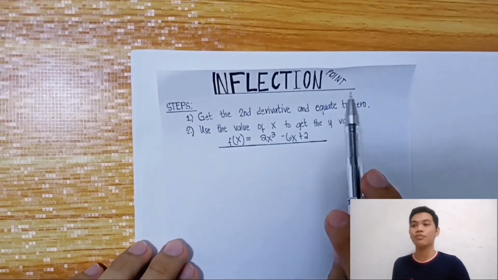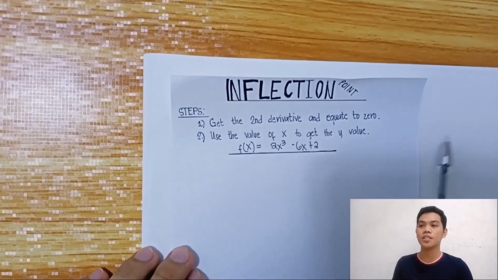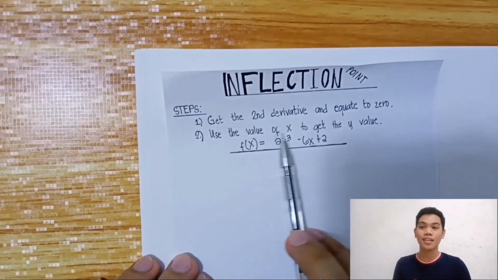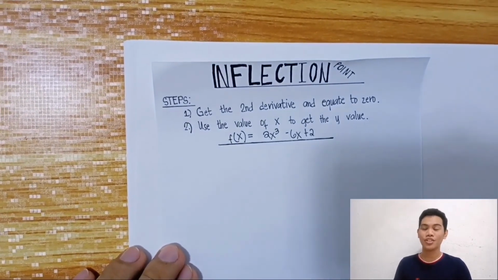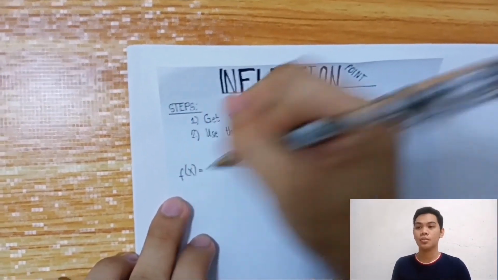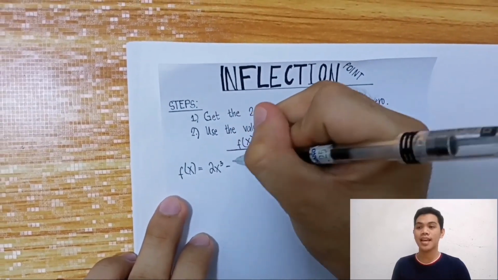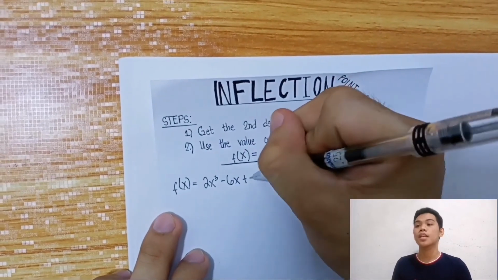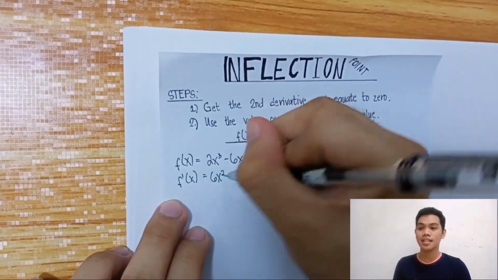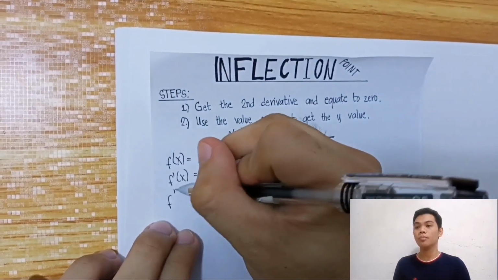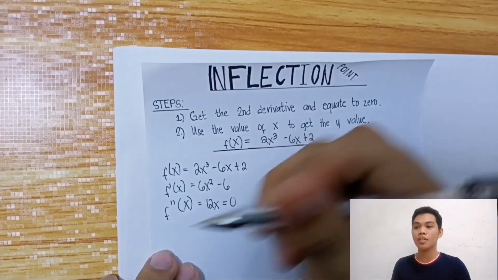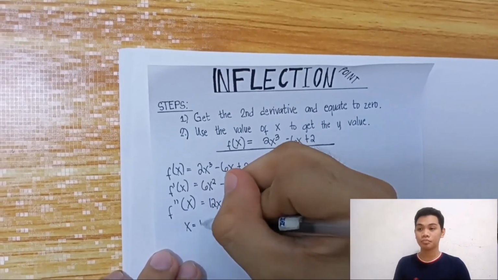Now for the inflection point of our function, again I wrote the steps. 1 is get the second derivative and equate to 0. And in number 2, use the value of x to get the y value. Our function is still the same, so we need to get the second derivative. We write the original function, 2x cubed minus 6x plus 2. Then f prime of x is 6x squared minus 6. The second derivative is 12x. Then we equate it to 0, and therefore the value of x is equal to 0.